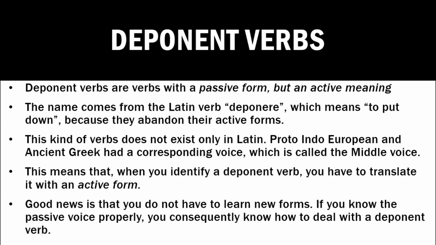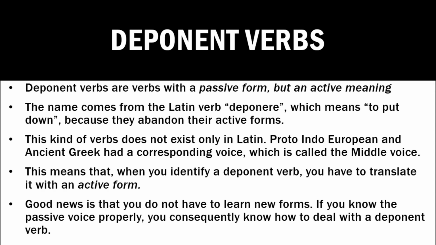So deponent verbs are verbs with a passive form, but with an active meaning. The name comes from the Latin verb deponere, which means to put down, basically because they abandon their active forms. This kind of verb does not exist only in Latin, because Proto-Indo-European and Ancient Greek also have a corresponding voice, which is called the middle voice. The deponent verbs are nothing else than the middle voice, but transposed in Latin.